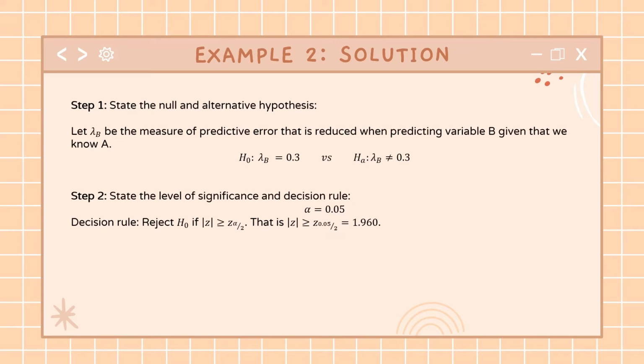State the level of significance and decision rule. We have alpha to be 0.05. So our decision rule would be reject h null if the absolute value of z is greater than or equal to z of alpha over 2. That is, we have also the same critical value as the previous example, 1.96.